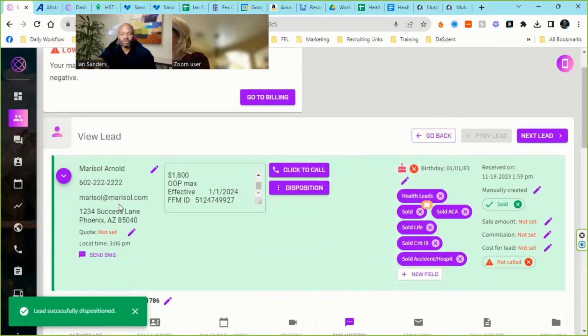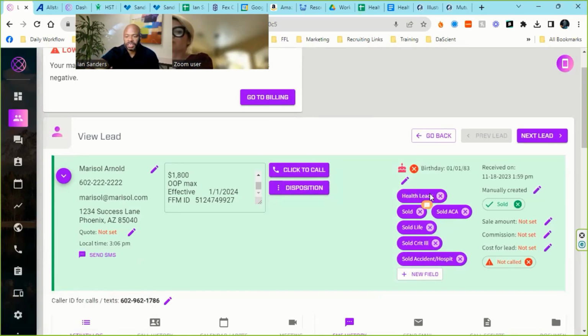So now what that means is when I pull up the lead, it's going to show that it was a health lead, that I sold it, and that I sold them an ACA, a life policy, a critical illness, and an accident in hospital. And what I'll also do probably in the notes is put in that we did talk about dental and vision, but they weren't able to do that, and that I'll be giving them a call back to go over the vision.